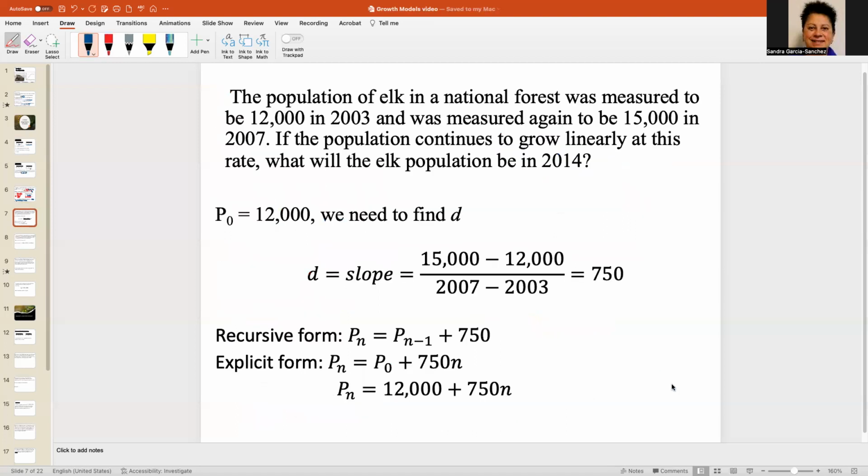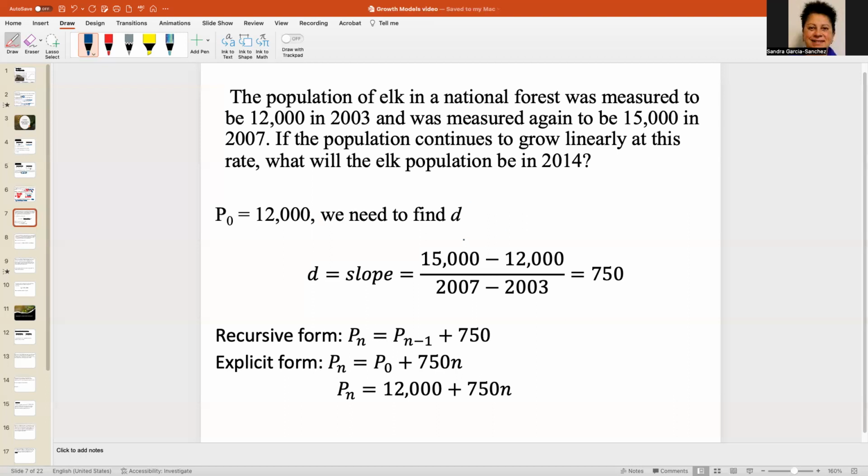Let's see other examples. Now, in this case, it's telling you that the population of elk in 2003 was 12,000, and it grew to 15,000 in 2007. And the question is, what would be the elk population in 2014 if it still grows linearly? Notice here, guys, that we do not have D. It doesn't say how many elk grow every year. So the first step that we have to do is to find D.